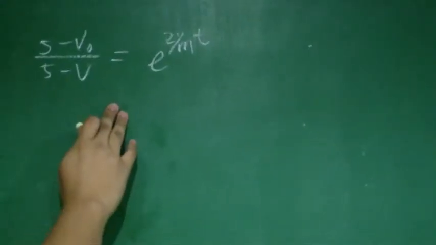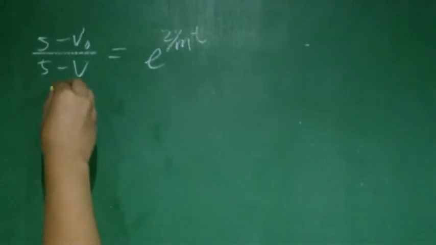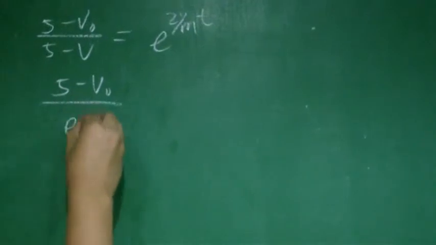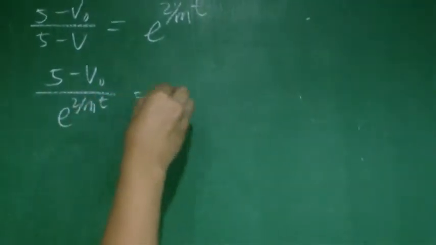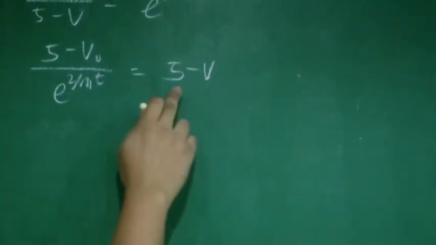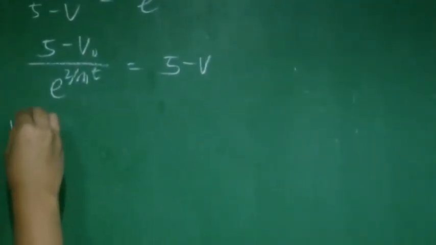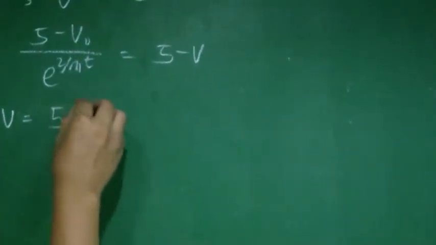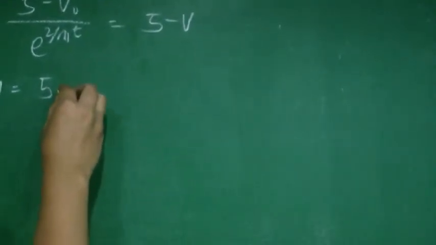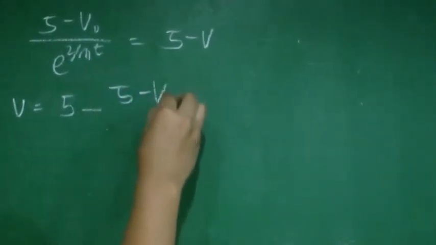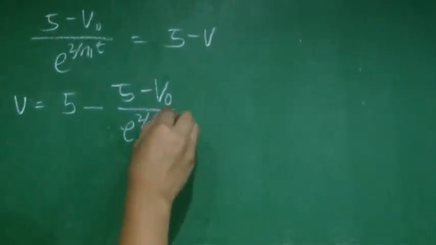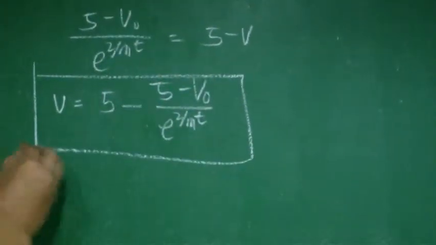So now we have, cross multiplying this, we get 5 minus V0 over e raised to 2 over m times t is equal to 5 minus e. Since we want the velocity, transposing 5 to the other side, we have v is equal to 5 minus (5 minus v over e raised to 2 over m times t). So we have the velocity.